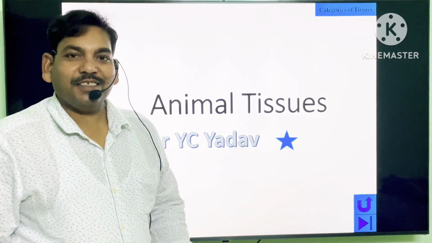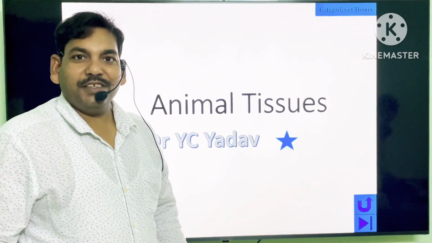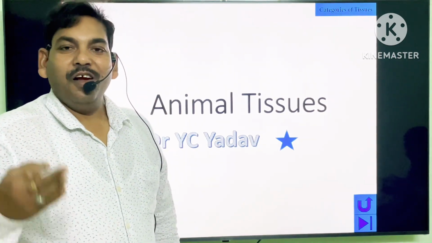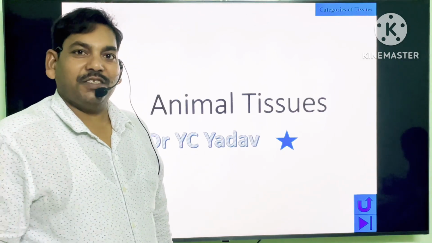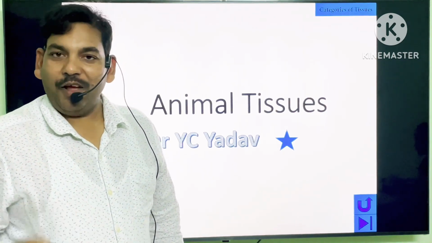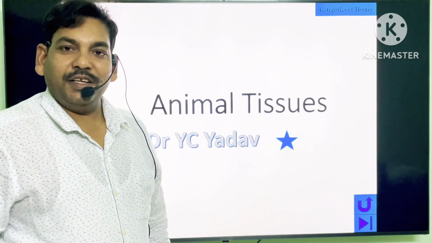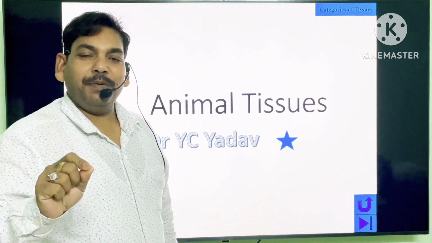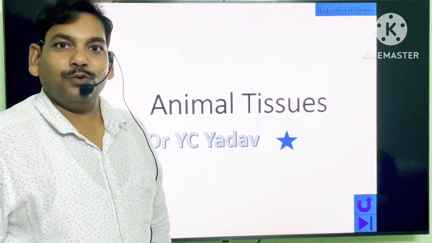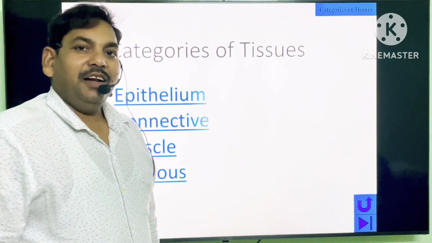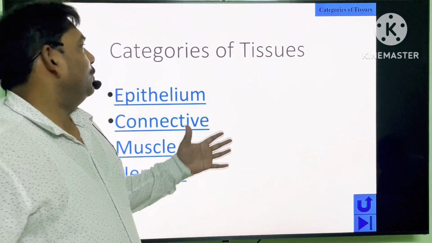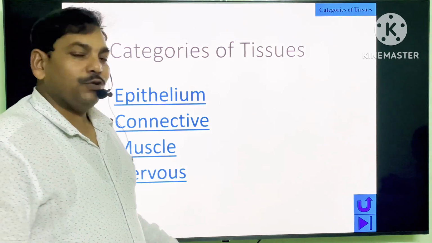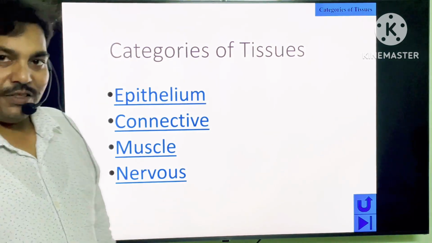Okay, today I will discuss animal tissue. What is animal tissue? First of all, I would like to discuss what tissue is. Tissue is a group of cells that have similar origin and similar structure to perform a specific, similar work. That is known as tissue. It is divided into four types: epithelial tissue, connective tissue, muscle tissue, and nervous tissue.